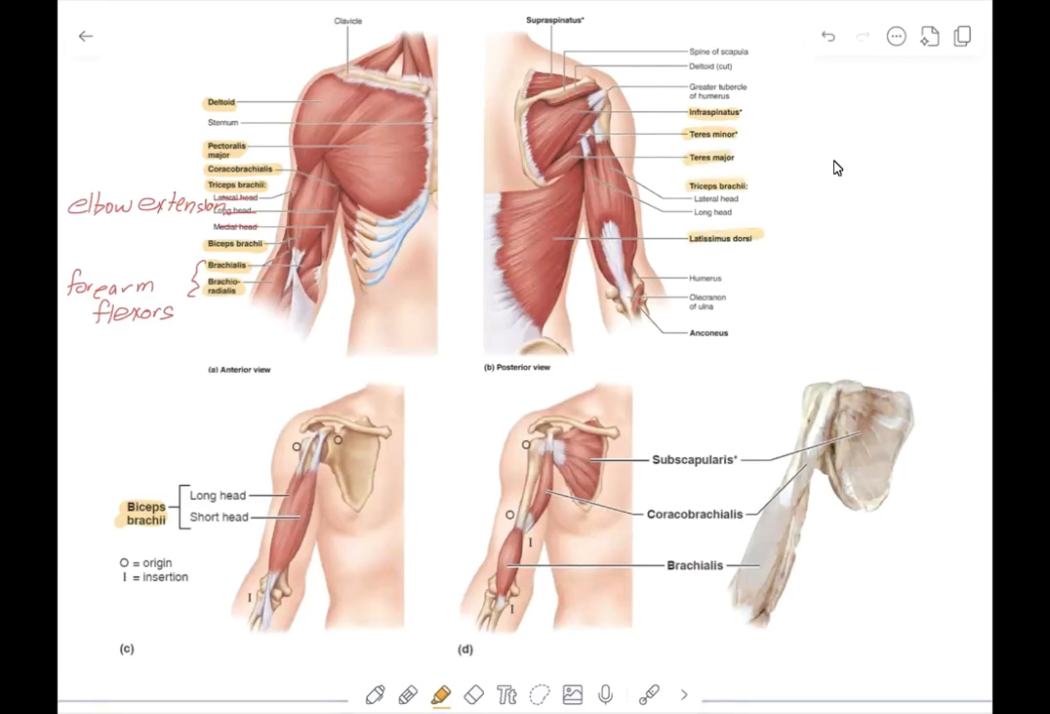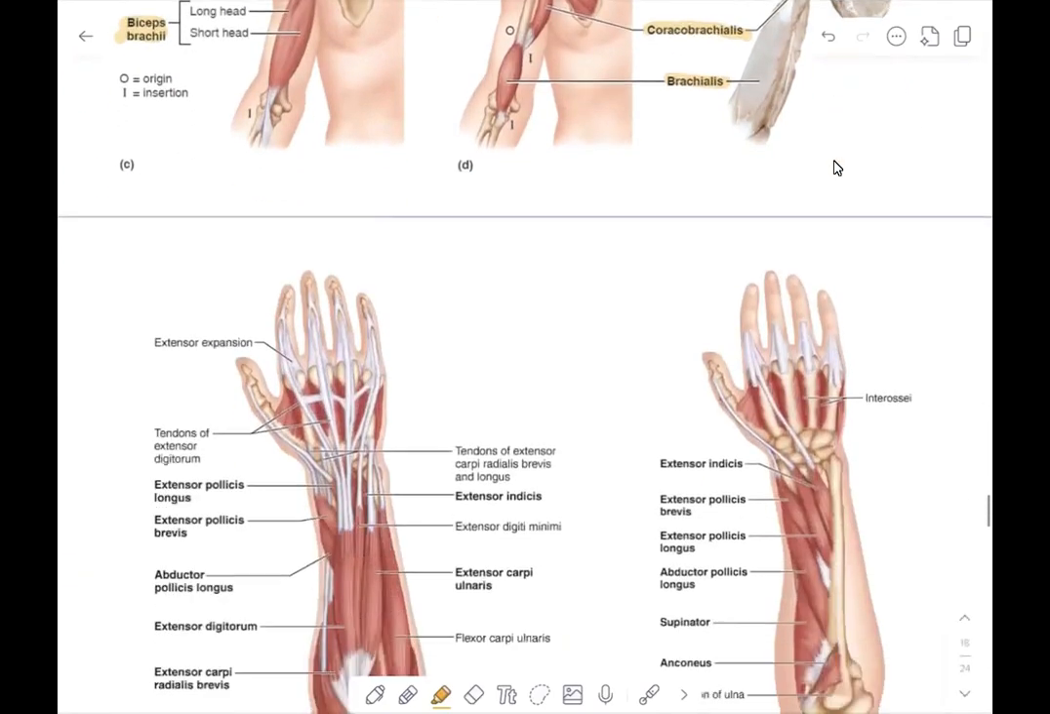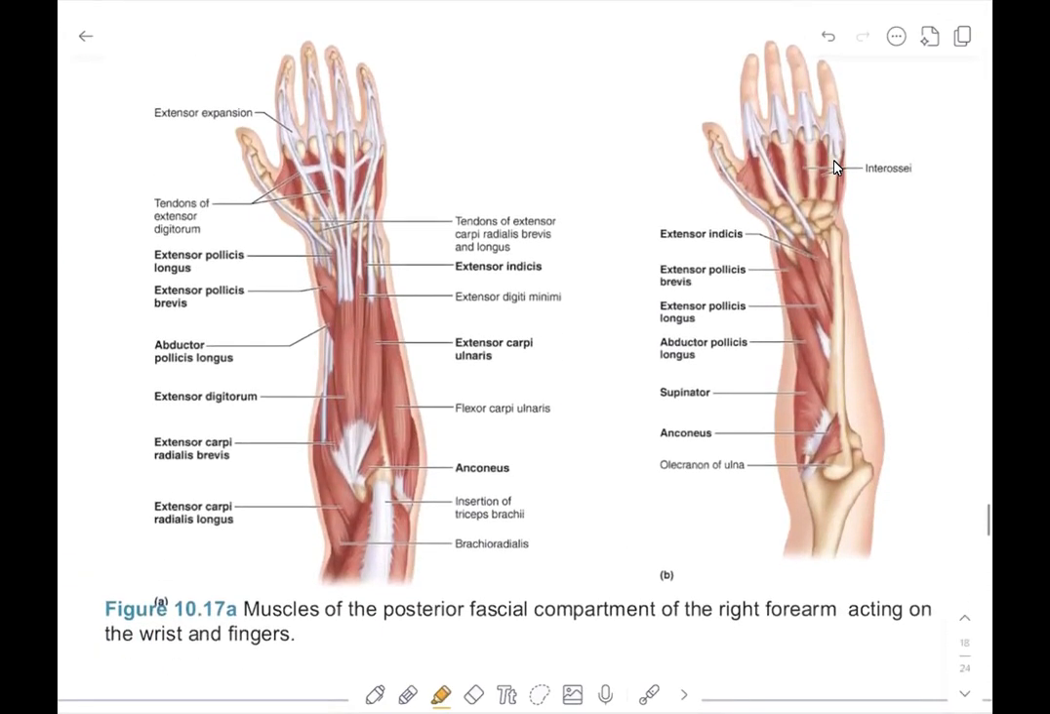On the right-hand side, you can see muscles we've already talked about, like the infraspinatus, teres minor, major, triceps brachii, latissimus dorsi, and you're not responsible for the anconeus. Here we can see the subscapularis, which we've talked about, coracobrachialis, and brachialis as well. In our next slide, we're going to be looking at the forearm and the fingertips.